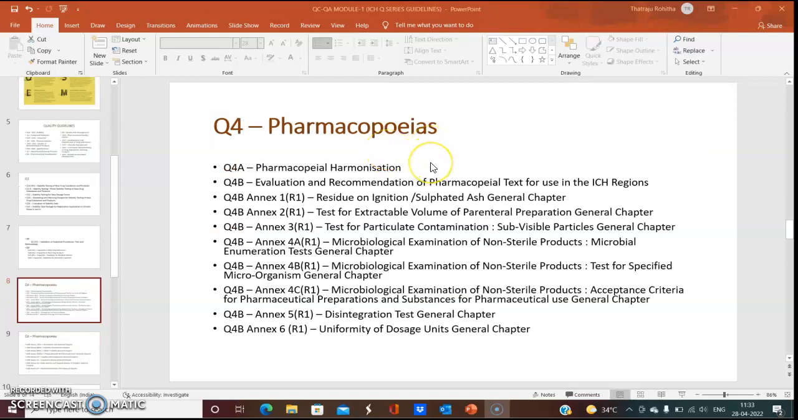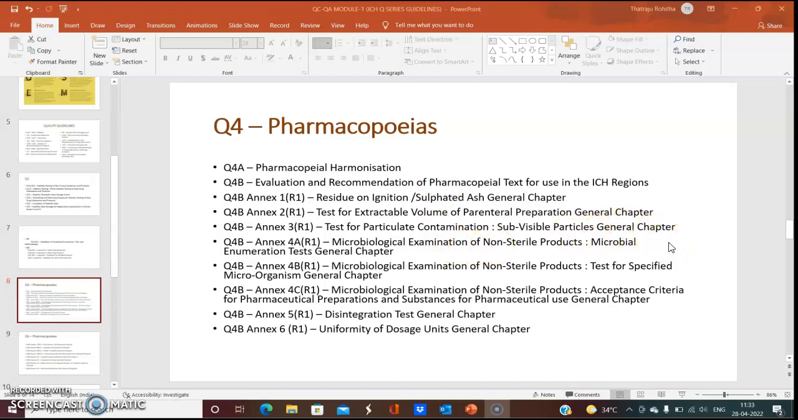Q4 is pharmacopoeias. Under this, Q4A is pharmacopoeial harmonization. Q4B is evaluation and recommendation of pharmacopoeial text for use in ICH regions. Q4B Annex 1 R1 is residue on ignition or sulfated ash general chapter. Q4B Annex 2 R1 is test for extractable volume of parenteral preparation general chapter, and Q4B Annex 3 R1 is test for particulate contamination subvisible particles general chapter.